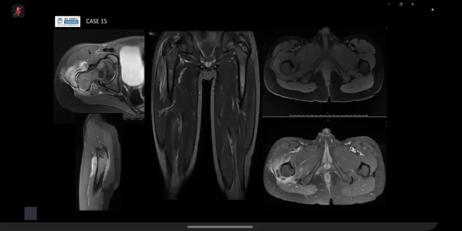Yeah, findings are suggestive of an infectious process like osteomyelitis. And this is most likely an aggressive appearance as infectious, like osteomyelitis and abscess.